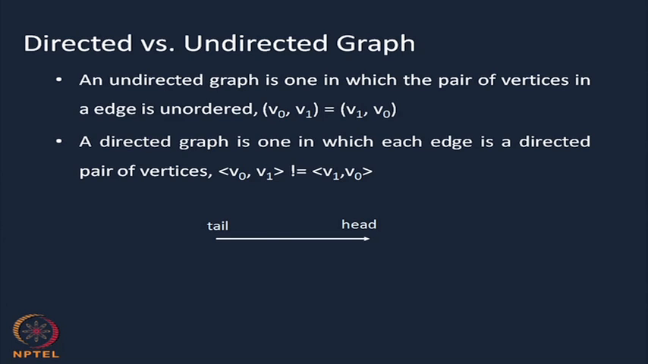An undirected graph is one in which the pair of vertices in an edge is unordered. Unordered means that (V0, V1) should be equal to (V1, V0). That is, if you form any activity from V0 to V1, whatever time it takes from V1 to V0, it will take the same time. So undirected means it may be from V0 to V1 or from V1 to V0.